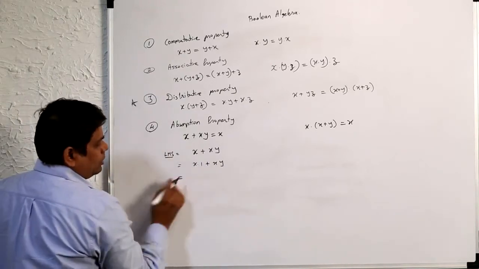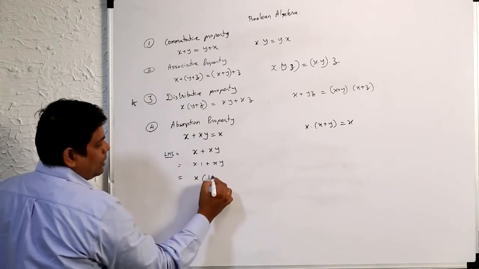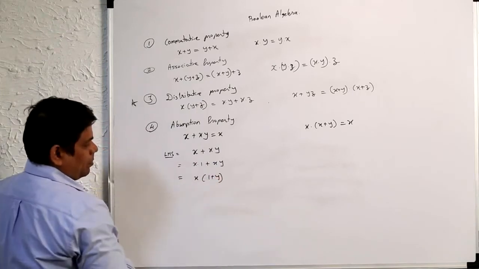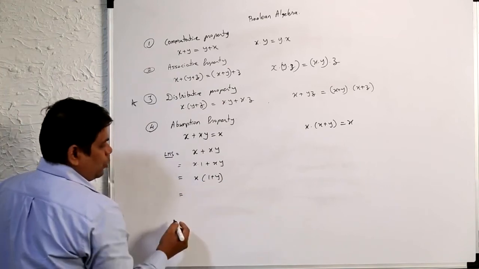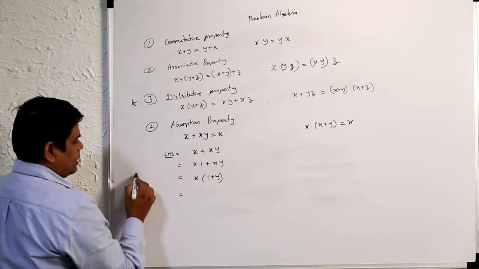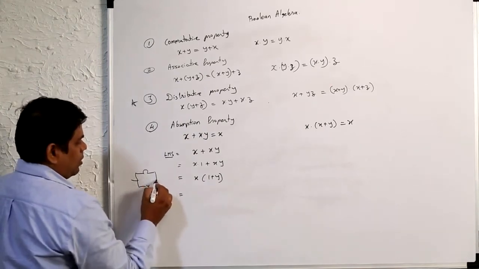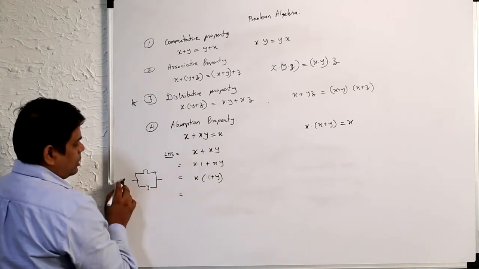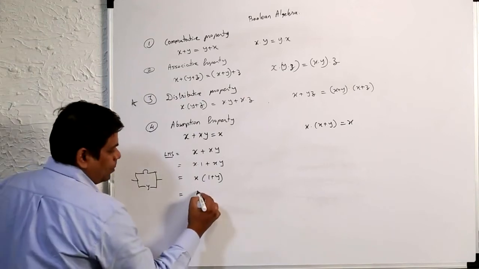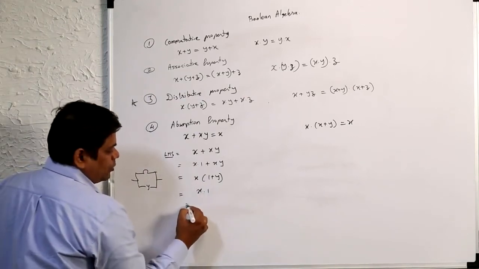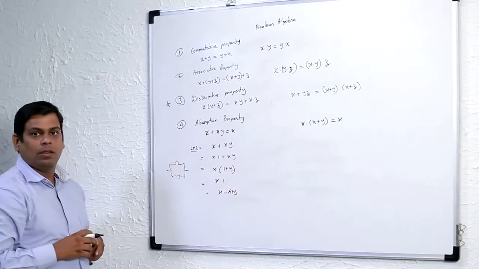Now you can take x common. If you take x common, you will get 1 plus y. Now, if you have doubt about 1 plus y, let us see. 1 means the switch is like this, y means the y switch is connected. That means irrespective of the state of y, this will always let current pass. So what is 1 plus y? It is going to be 1. So you have x dot 1, which is going to be x, the right hand side. So this is one way of proving.